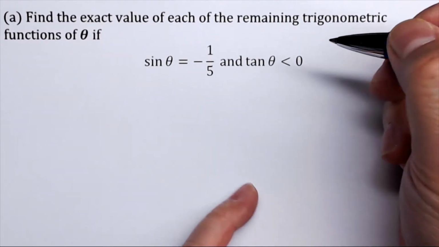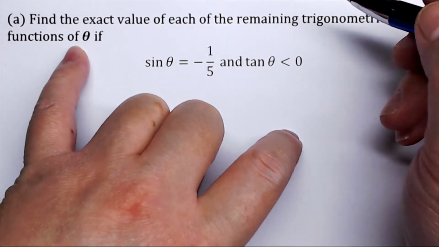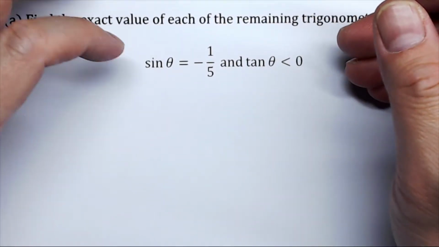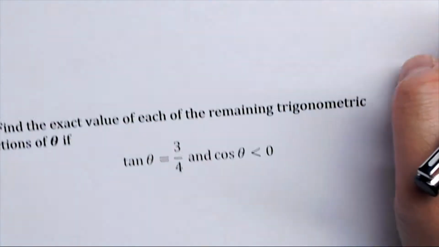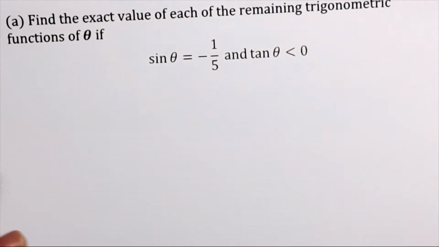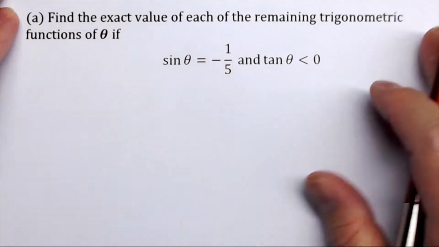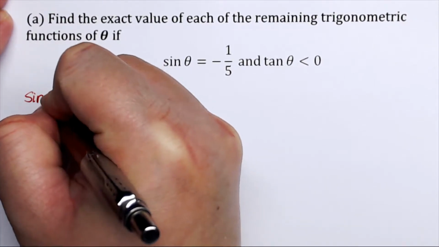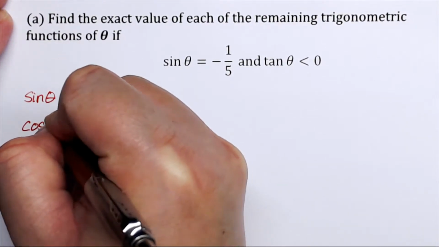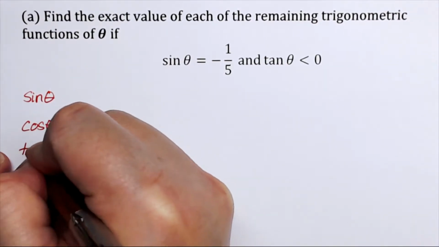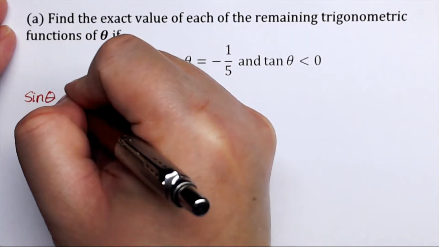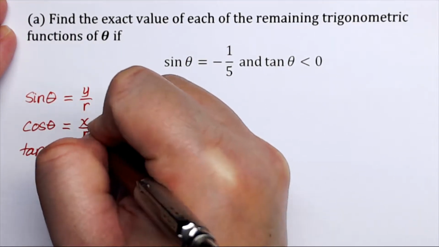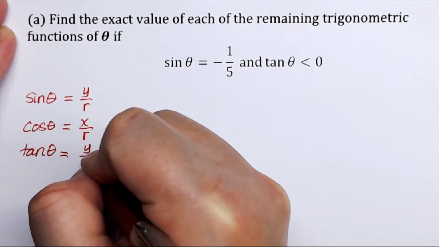On this problem, we will find trigonometric functions for some given condition. We have two problems, the first one and then that one. Before we do it, let's go over all the trigonometric ratios: sine, cosine, tangent. Sine is y over r, cosine is x over r, tangent is y over x.